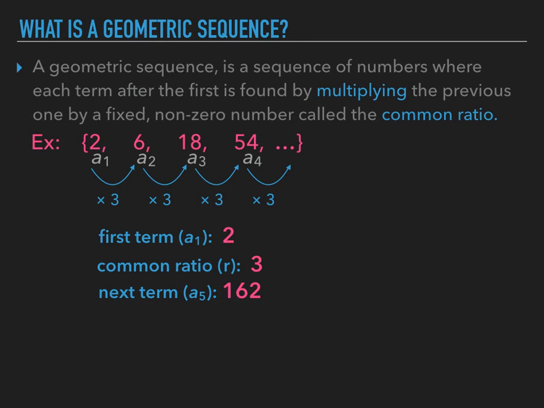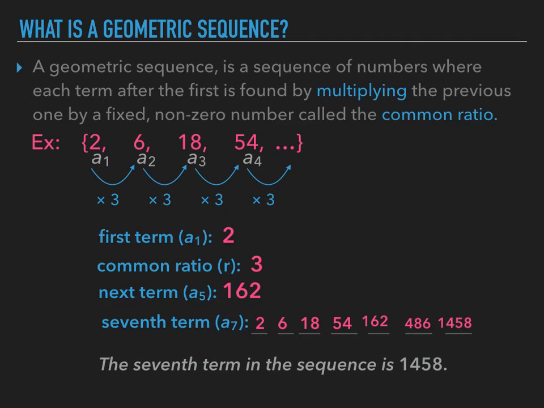The seventh term in the sequence, well, we could list 7 blank lines, right. If we're ever asked to find the seventh term in a sequence, we can just list the first terms, and then we can continue to multiply by the common ratio to get every next term. So the seventh term in this sequence would be 1,458.